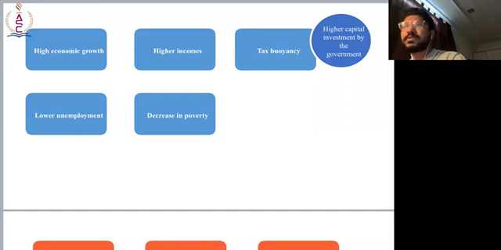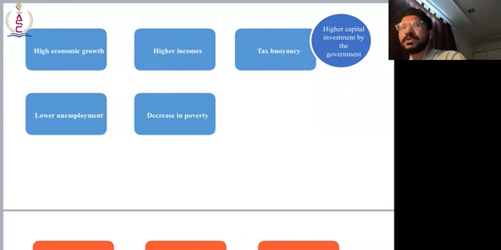So now, what are the advantages of high economic growth? Before we talk about the aspects where we are not satisfied, where we are not today where we are supposed to be, but of course, we are on a growth trajectory, we need to discuss the advantages. So high economic growth would invariably translate into higher incomes. Higher incomes would mean that a large number of people will be eligible to pay taxes. So the tax base would increase, and hence there would be an increase in tax buoyancy.